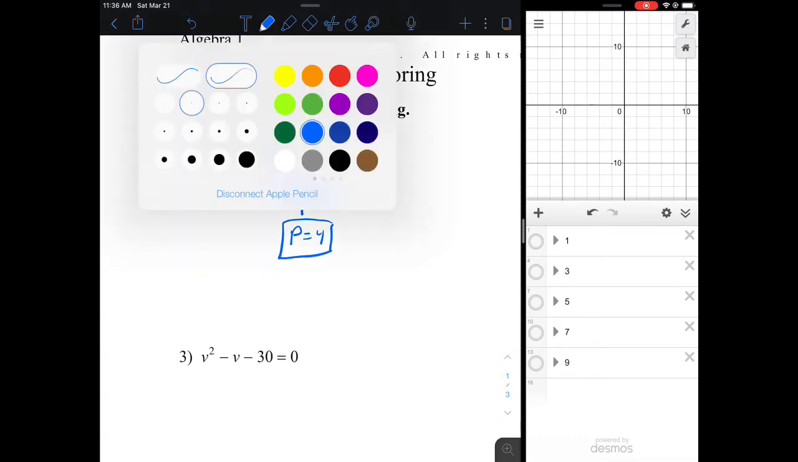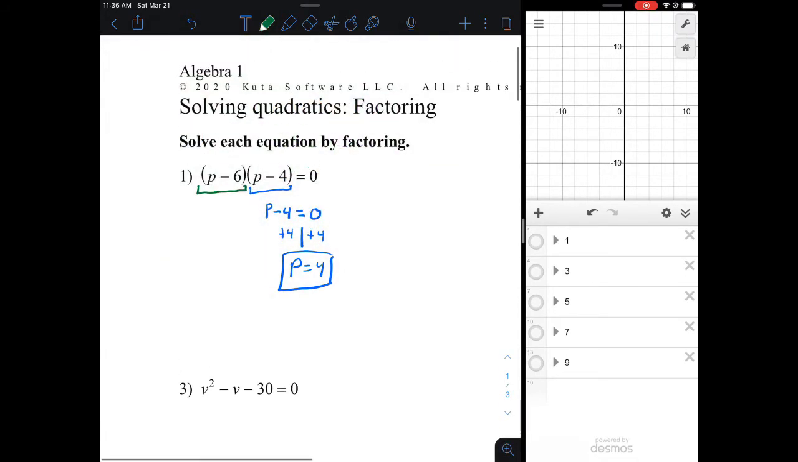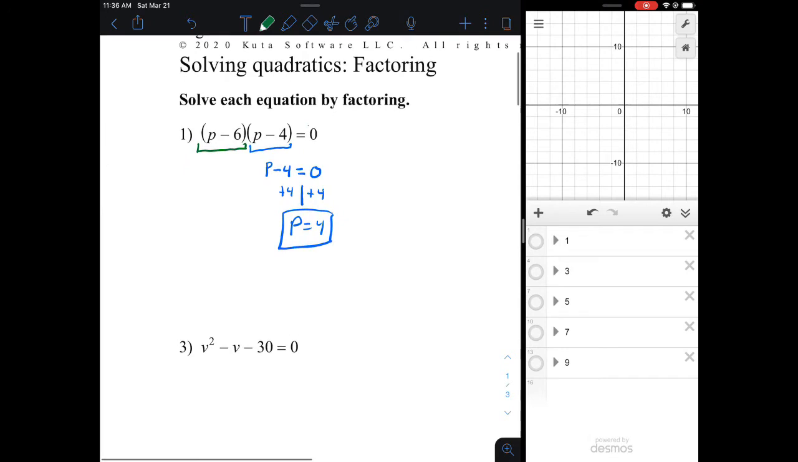And I have a similar scenario here for the p minus 6. If I pick a number to put in there that would make the p minus 6 factor become 0, to make my entire problem become 0 as well. So I'm going to say p minus 6 equals 0, solve for p, so I'd add the 6 to the other side, and that gives us p equals 6. So we have two possible solutions here.